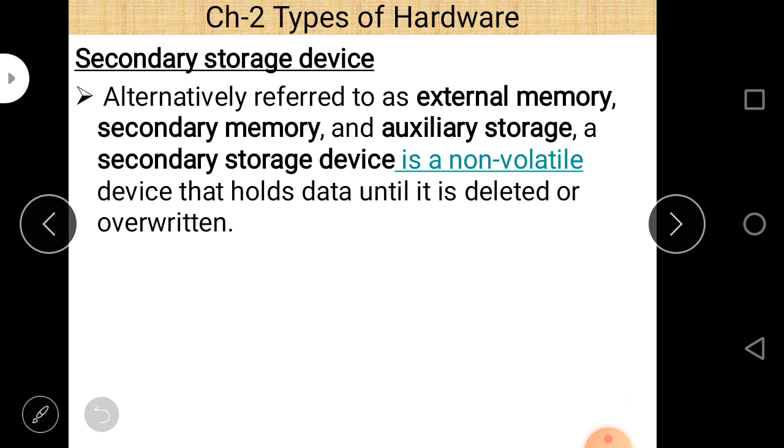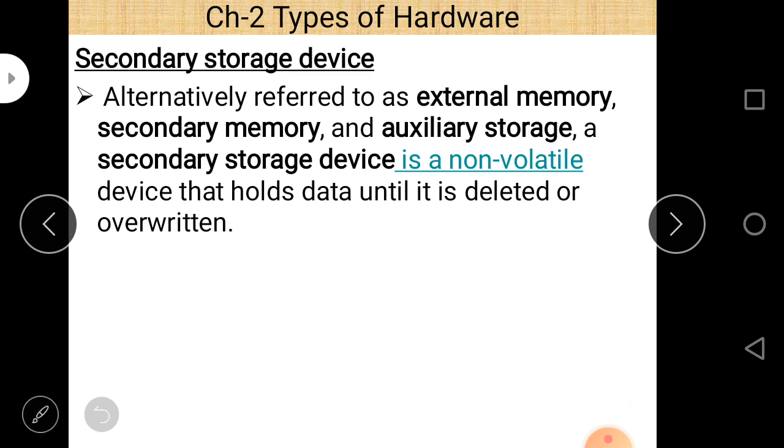Today our topic is secondary storage device, and in this topic we are going to discuss different types of secondary storage devices. This is computer fundamentals part 4. We already discussed some computer fundamentals in our previous lectures, and in this lecture we are going to discuss different types of secondary storage devices.